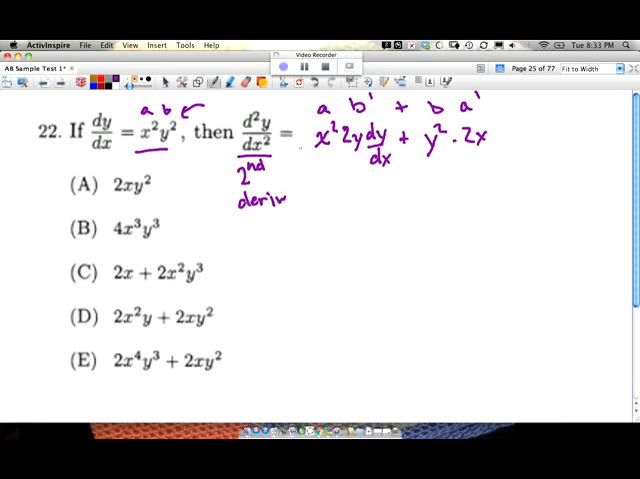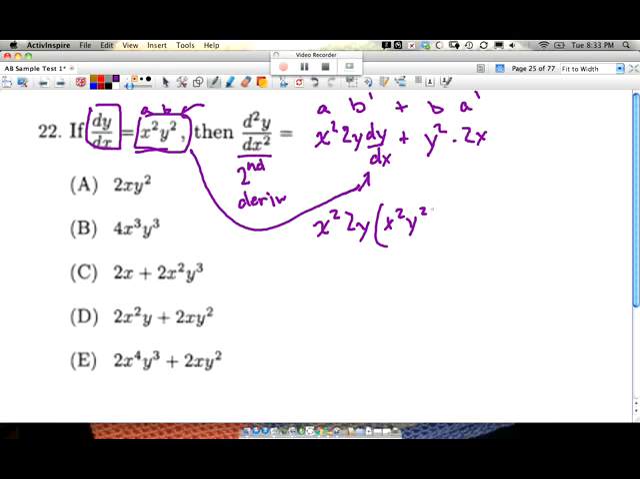Now I don't see anything down here that says x squared 2y dy dx plus y squared times 2x. But check this out, dy dx. Do I even know what that is? Yes, I do! It's right here. dy dx was given to me, so I got to substitute that back in. So I'm going to have x squared 2y times x squared y squared plus y squared 2x. Alright, now let's simplify. x squared times x squared is x to the fourth. y to the first times y squared is y to the third. And this 2 is out front. So I have 2x to the fourth y cubed.